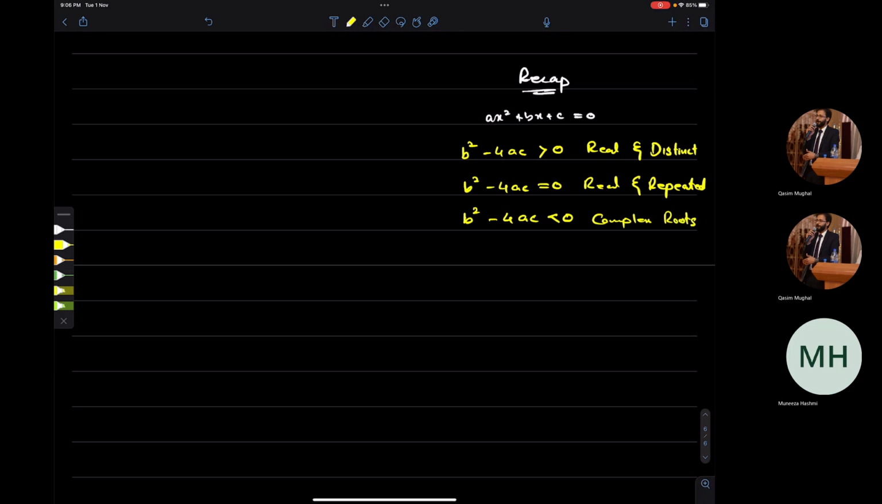If you recall the graphical meaning of all three of these, for the first one, if this is the x-axis, the graph is going to cut through the x-axis at two different points. And when it is exactly equal to 0, the graph is going to be tangent at one point on the x-axis. And in the case of the last situation where it's less than 0, it is not going to touch or intersect the x-axis at all. Okay?